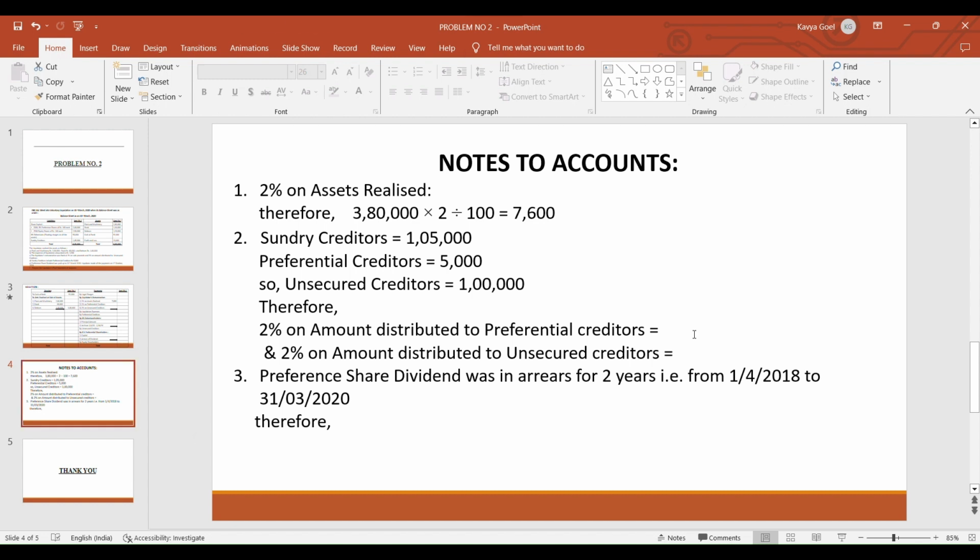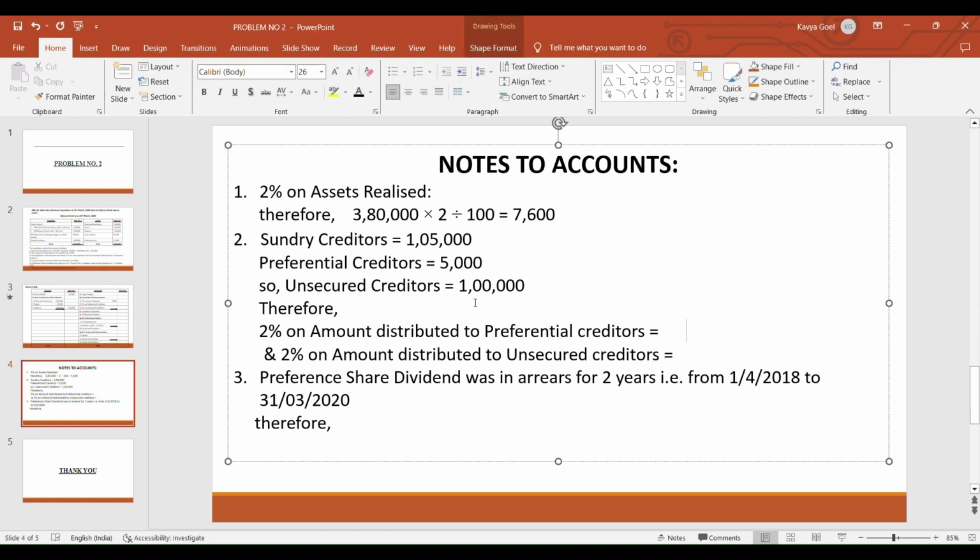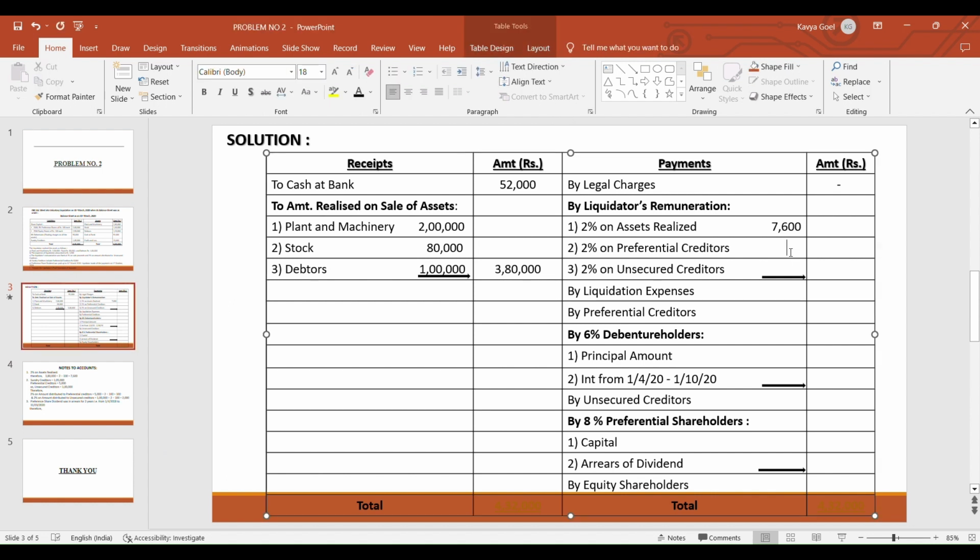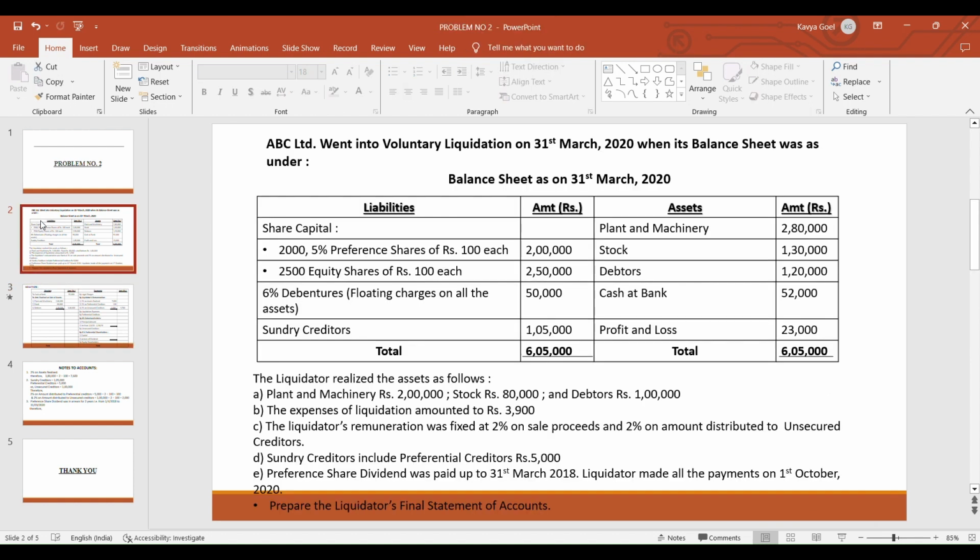Okay, so therefore first we will calculate 2% on the preferential creditors, that is on 5,000 we will calculate 2%, which is rupees 100, and then we will calculate on the unsecured creditors. On 1 lakh we will calculate 2%, which is 2,000. Now let's paste these amounts on the payment side. So on preferential creditors we have 100 rupees, and 2% on unsecured creditors we have 2,000 rupees. Therefore the total amount will be 9,700.